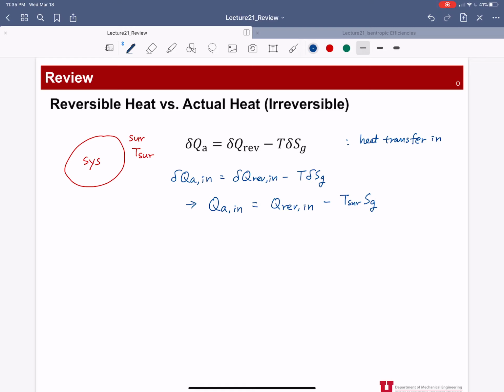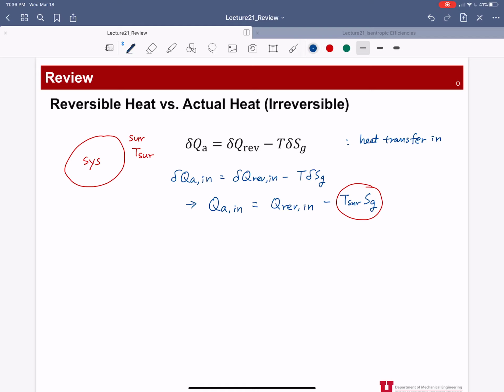So what does this equation tell you? If you think about it, the heat is transferred from the surroundings to the system, so the actual amount of heat transfer is always smaller than the reversible heat transfer, and that difference can be calculated by T surroundings times total entropy generation.